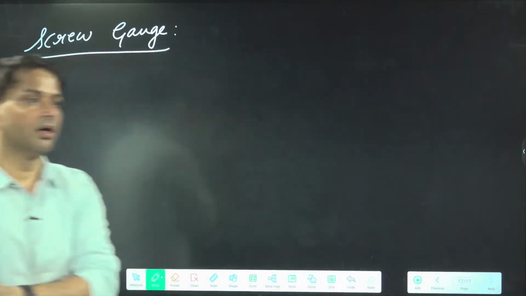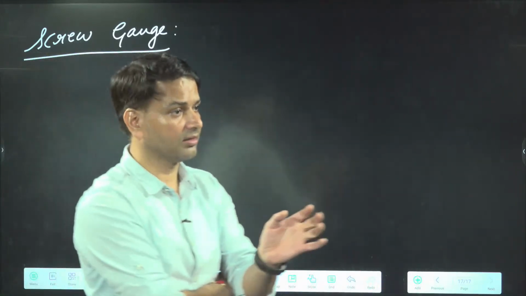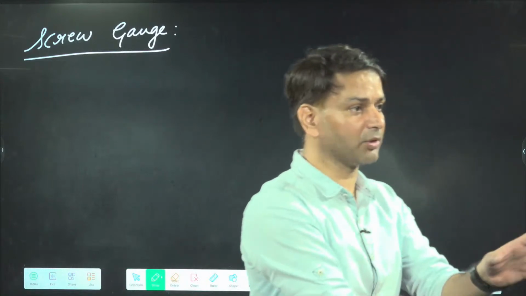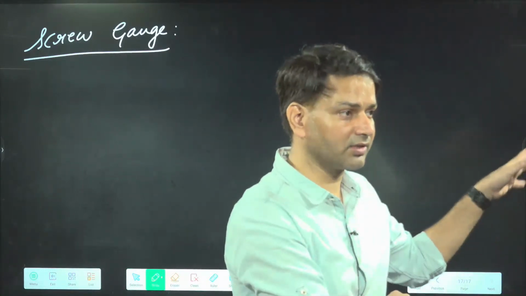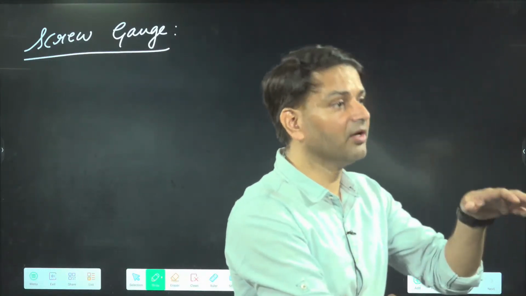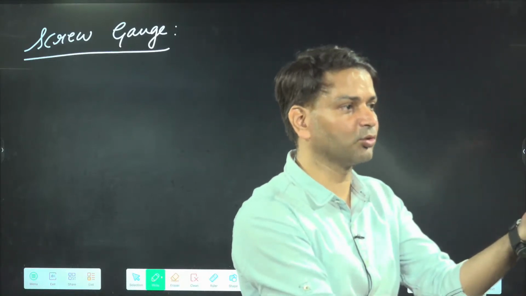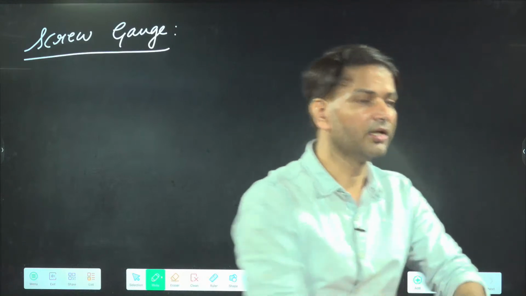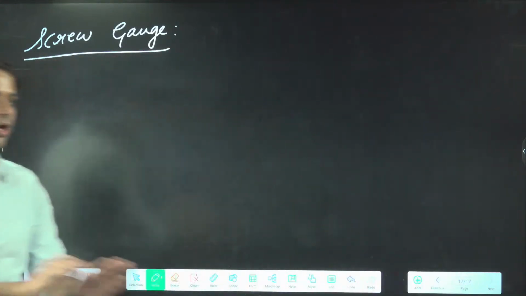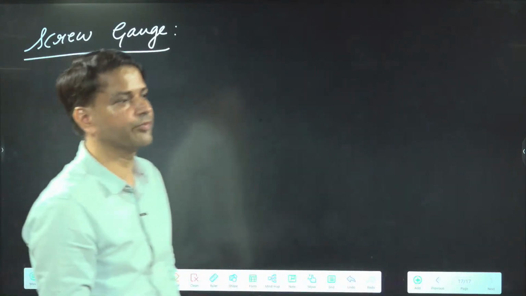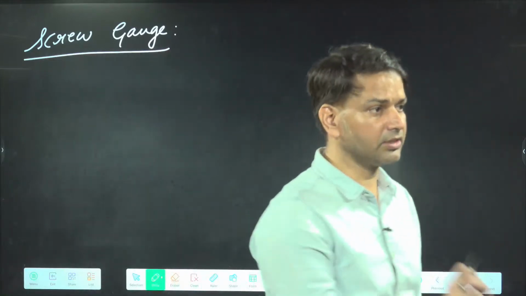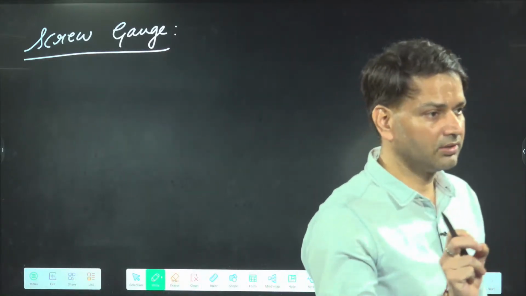But again, what I said, there are 2 types of Vernier calipers or screw gauge. One, what we construct in a factory, and one, what we construct in a problem. In a problem we can make any hypothetical screw gauge or Vernier calipers. But normally the screw gauge we use has a least count of 0.001 centimeter.